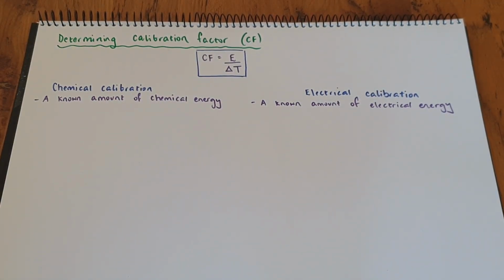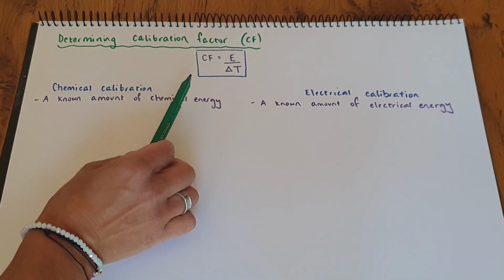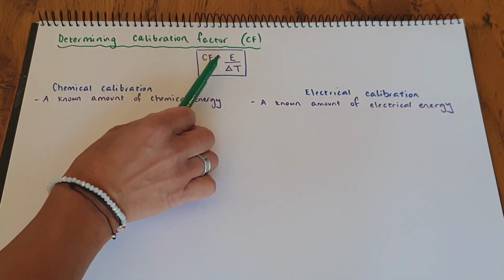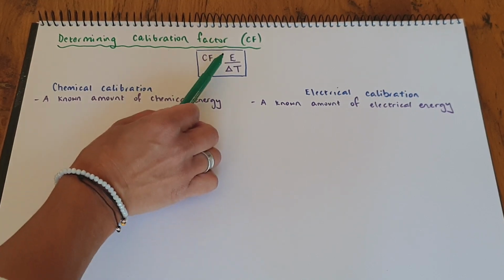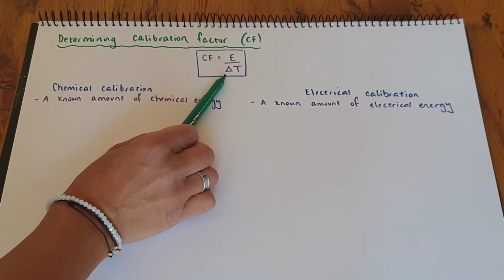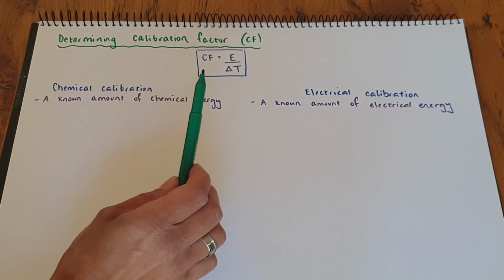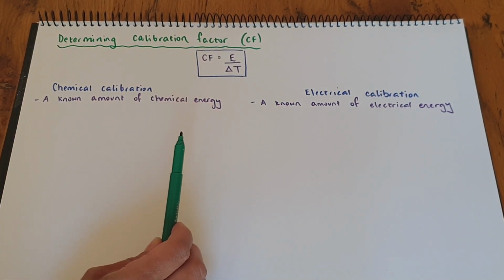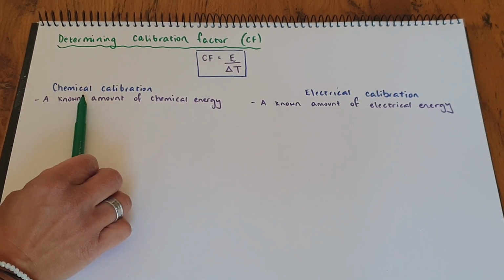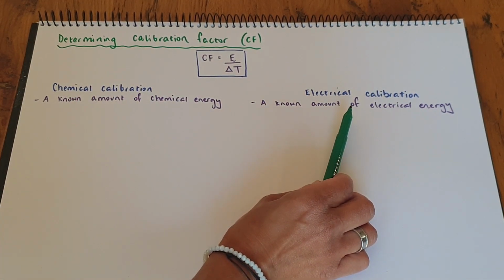Today we are going to look at the ways that we can determine the calibration factor for a calorimeter. It doesn't matter which way we do the calibration, we're still going to be calculating the calibration factor by taking the amount of energy that's put into the calorimeter and dividing it by the temperature increase or decrease, so the difference in temperature. The calibration factor can be determined using either chemical calibration or electrical calibration.